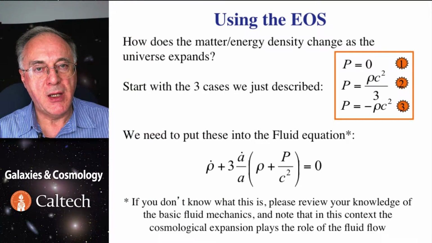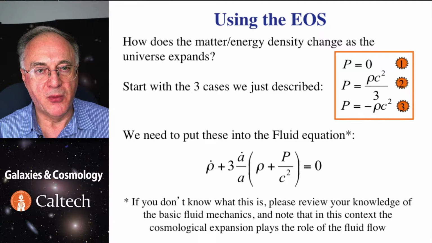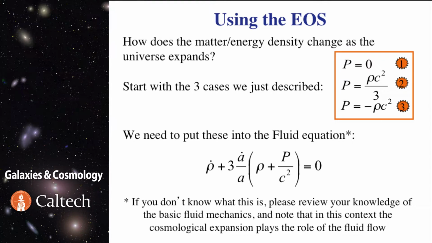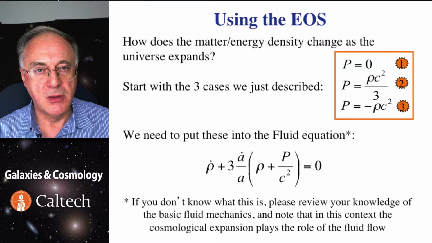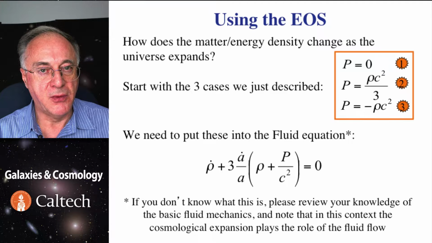All right, so how does the density of the matter and energy change as the universe expands? Let's start with the three simple cases that we just introduced earlier: ordinary matter, radiation or relativistic matter, and a cosmological constant. I'll just number them 1, 2, 3 for convenience. So if we put those in the fluid equation, which is essentially the continuity equation, and hopefully you have encountered it when you're learning about fluid dynamics, but if not, go refresh that knowledge.